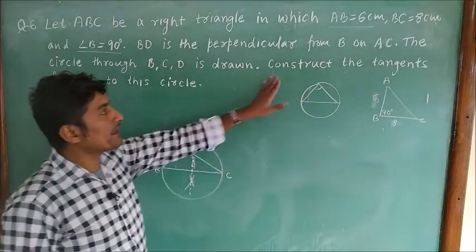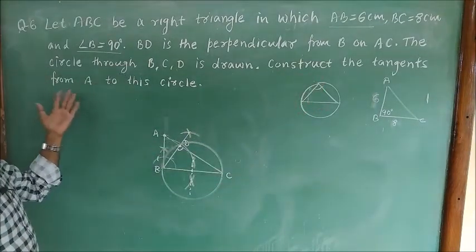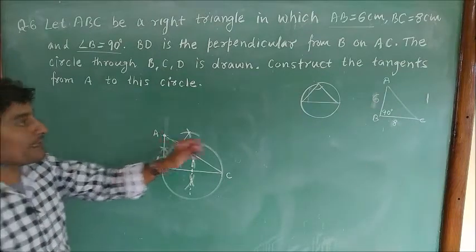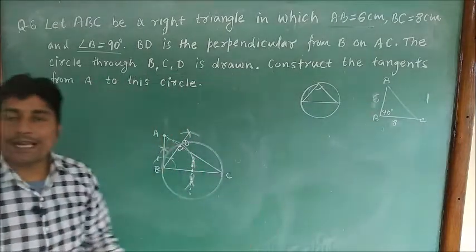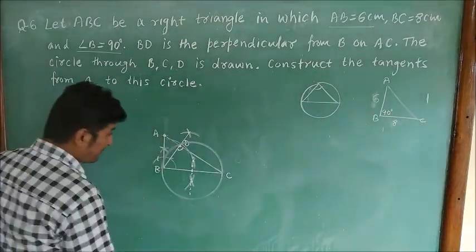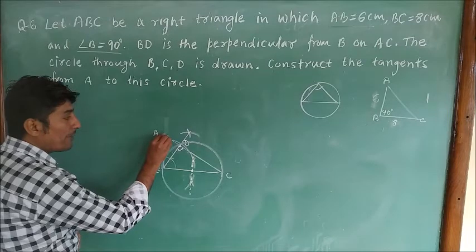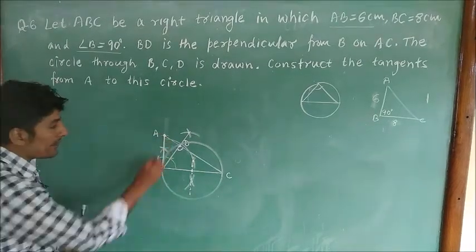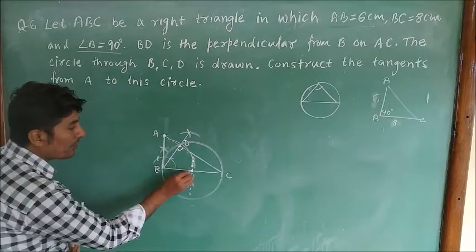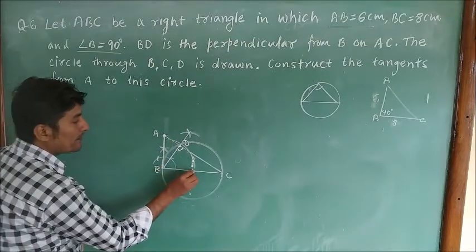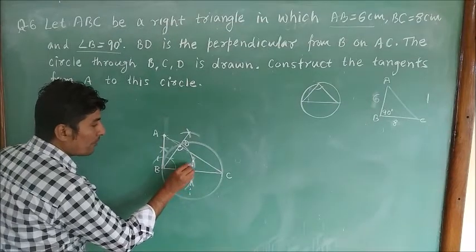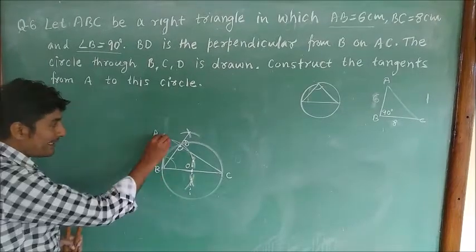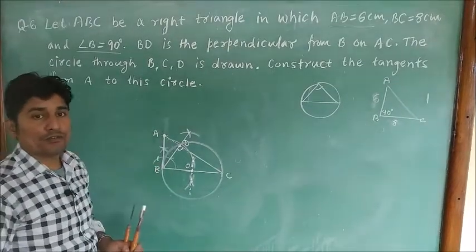The next line of the question is construct the tangents from A to this circle. From this point A we have to construct the tangents, meaning two tangents we have to draw. Here we are going to draw the tangent from point A. This AB is the first tangent to this circle because AB is perpendicular to this radius. Suppose this point I have taken as O. This AB is perpendicular to OB. Hence, it is the first tangent of the circle.